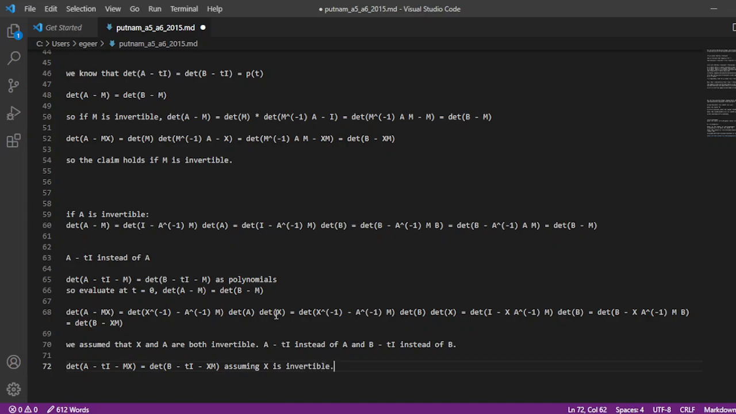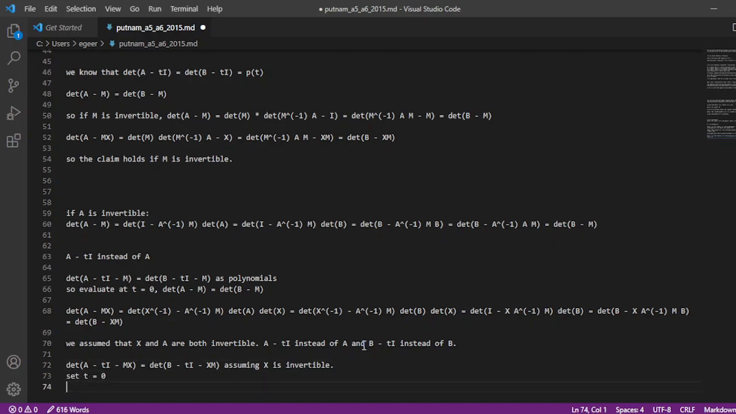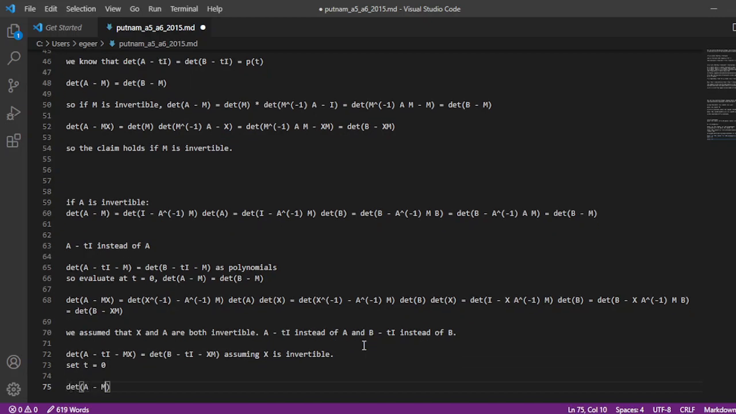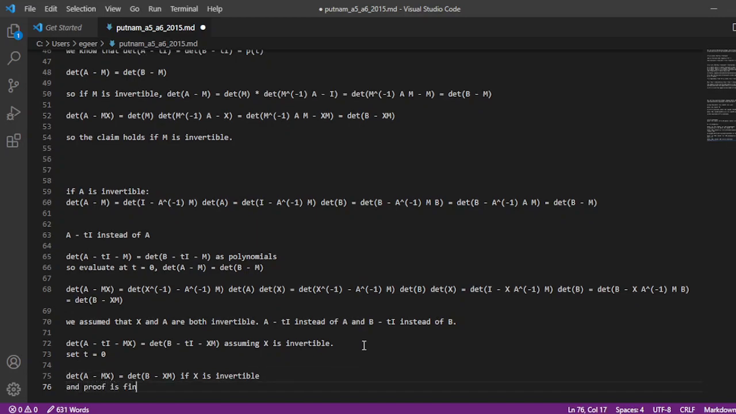And so set t equals 0, we find that determinant A Mx equals determinant B xM if x is invertible, and the proof is finished by a density argument. Because if we prove this, this is just a polynomial identity in x. So if it's true on a dense subset, then it's true everywhere.